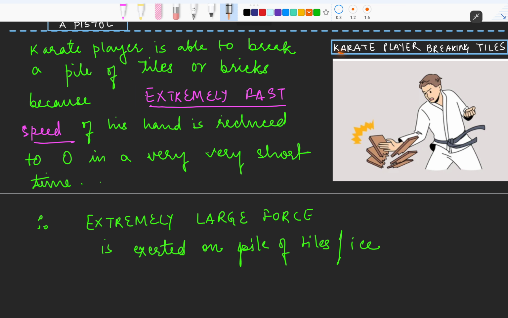Last example is a karate player breaking ice tiles. Now how is the karate player able to do it? The karate player is able to break the ice tiles because of extremely fast speed. These tiles are stacked on top of each other. The player hits the tiles with very fast speed, which, when it comes in contact with the topmost tile, instantly comes to zero. So all the force of the hand gets transferred to these tiles, which is an extremely large amount of force, and that leads to breaking of the tiles at once.